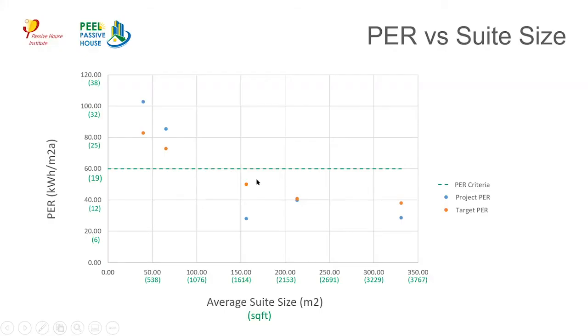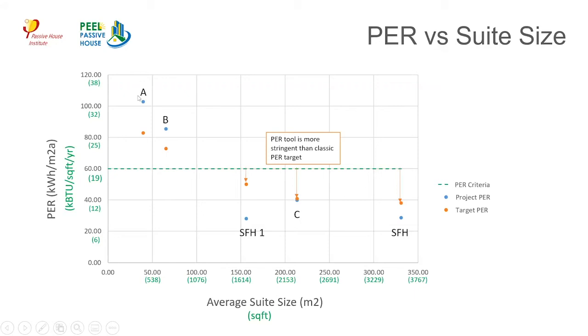So this graph just shows all of those examples. So this graph shows the PER versus the average suite size for those 3 examples that we went into detail, and then also 2 more examples. The orange dots show the target PER calculated by the tool, and the blue dot shows the project PER calculated by PHPP. And the dashed line is just indicating that classic PER criteria of 60 kilowatt hours per meter square per year.